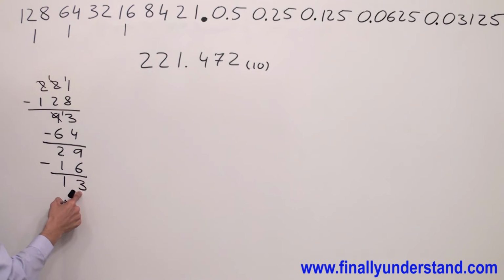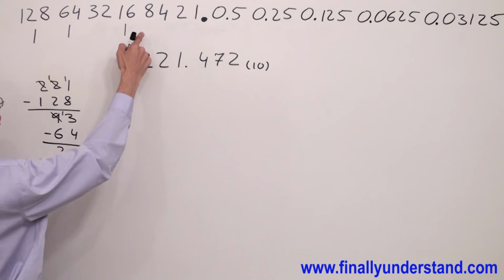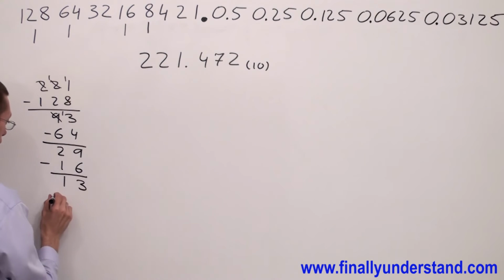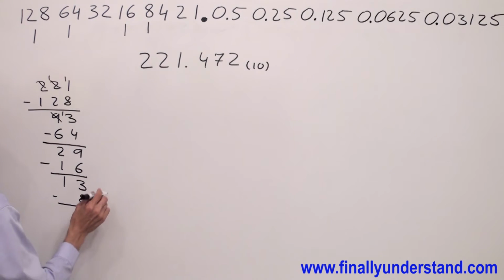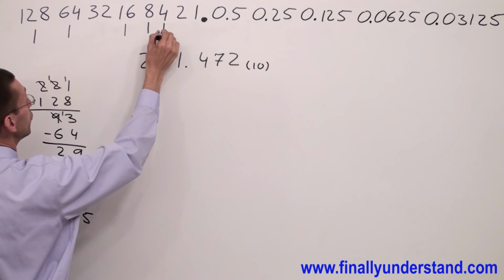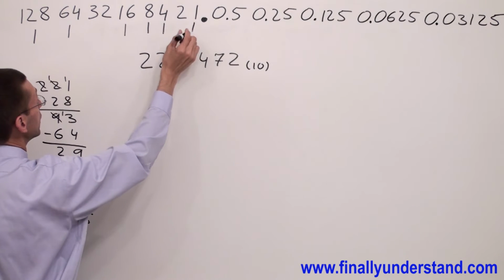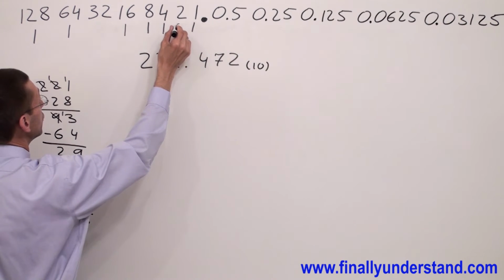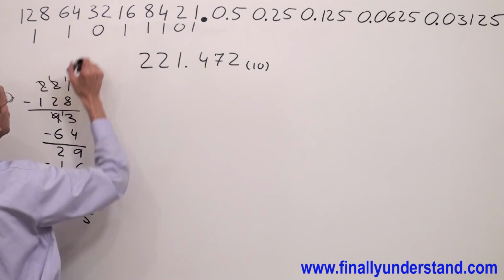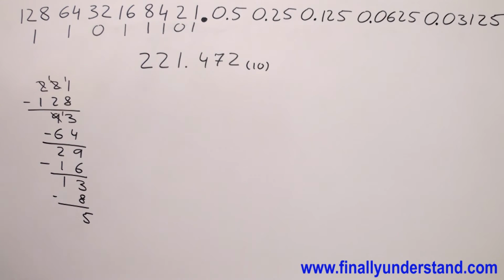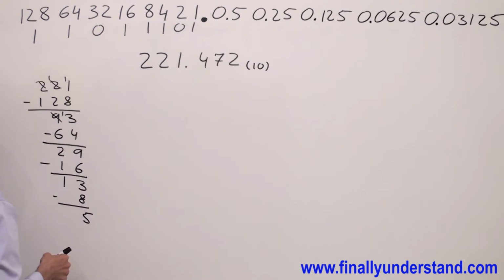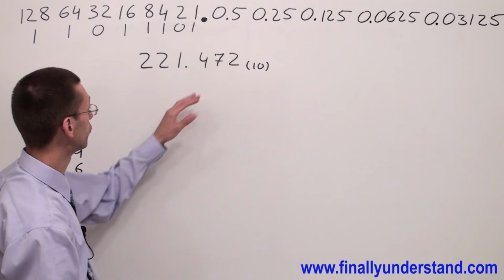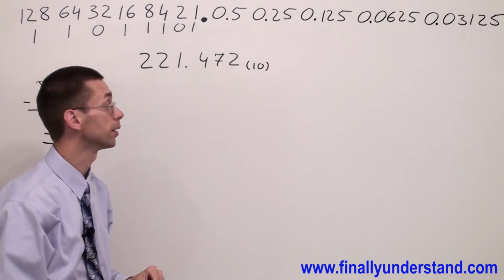13. From 13 I can subtract 8. So I have 13 minus 8 is equal to 5. Binary 5 is 4 and 1. That's why I'm going to fill up these spaces by zeros. And this is my 221. Next, I'm supposed to find the fractional part of my number.